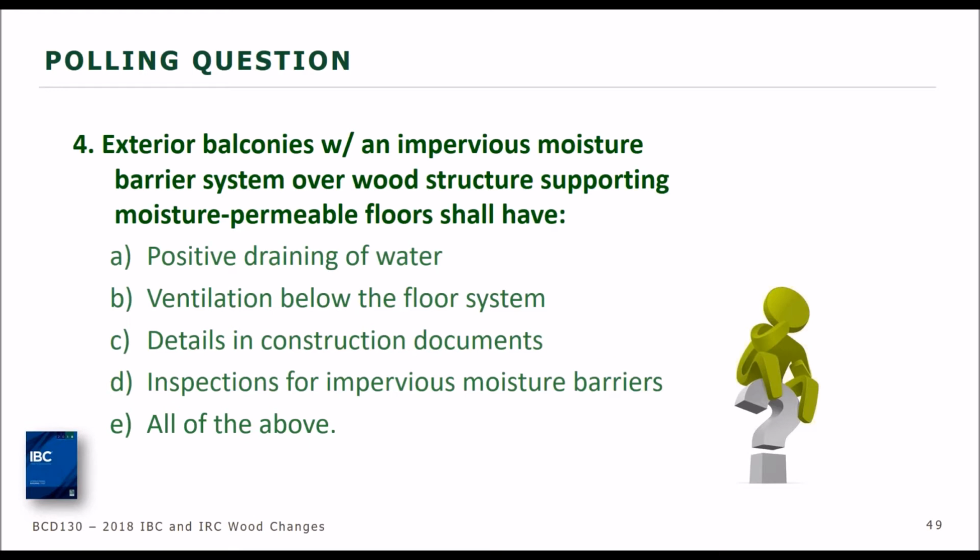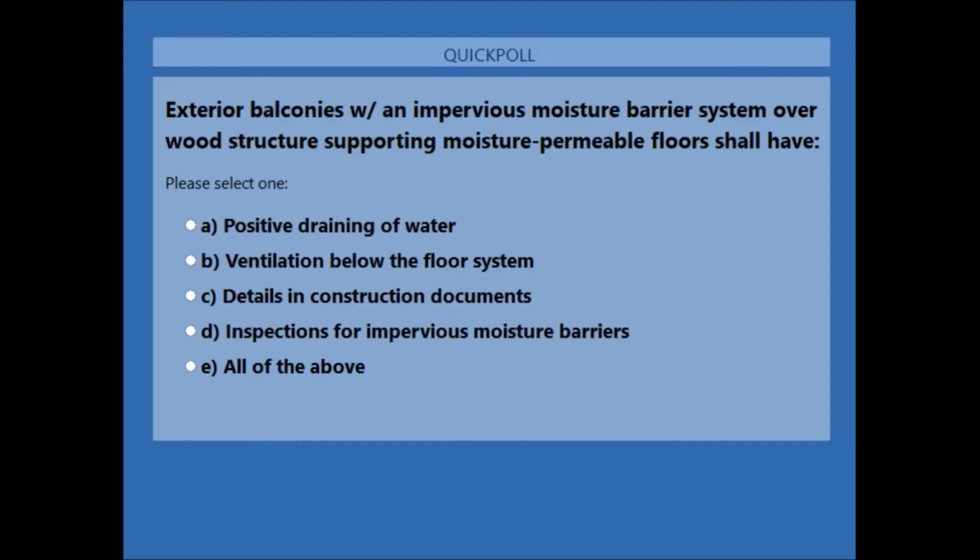So now let's bring in Marcy to talk about the 4th poll. Yes, indeed. Exterior balconies with an impervious moisture barrier system over wood structure supporting moisture permeable floors shall have: A, positive draining of water; B, ventilation below the floor system; C, details in construction documents; D, inspections for impervious moisture barriers; or E, all of the above.